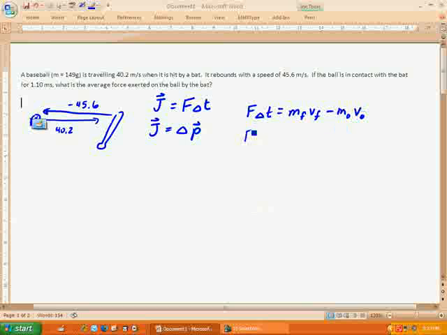Okay, and so most of this information we actually have. We're looking for the force. The change in time is 1.10 milliseconds, which is going to be 0.0011 seconds. I want to make sure it's in seconds because we are in SI. The mass is 149 grams, or 0.149 kilograms. The final velocity there was negative 45.6, and then we'll go minus the mass, which was again 0.149, times the original velocity, which was 40.2. And so you can see that we have all the information that we need except for the force.